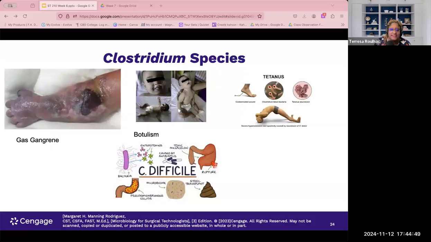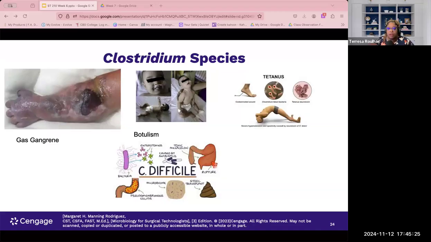And then C. diff. This bacterium causes colitis or inflammation of the colon, often after antibiotic treatment disrupts that normal gut flora. So they had something going on, they didn't feel well, they took antibiotics to treat it, and now their normal flora has been disrupted. C. diff unfortunately produces toxins that cause severe diarrhea, abdominal pain, and in severe cases can lead to colitis or toxic megacolon. It's a major cause of healthcare-associated gastrointestinal infections.